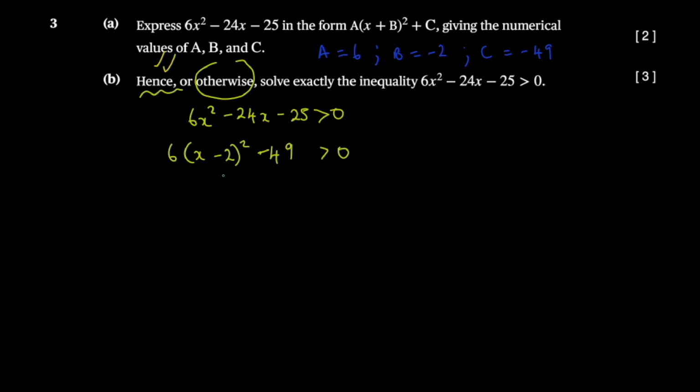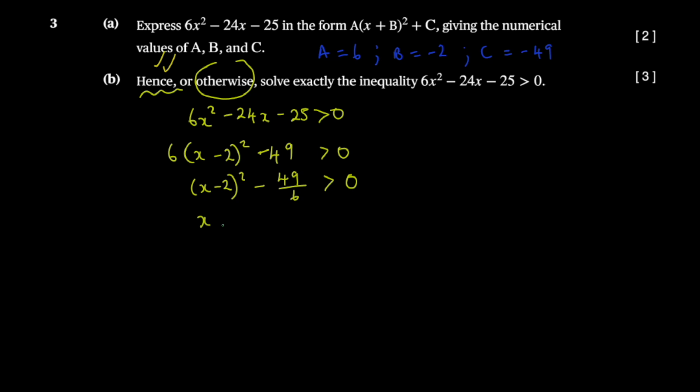The next step, I'm going to divide throughout by 6. So I actually get x minus 2 squared, then minus 49 over 6, like this. So it's greater than 0. Here I can actually convert this into a difference of two squares. Here I can create the square root of this as a square.